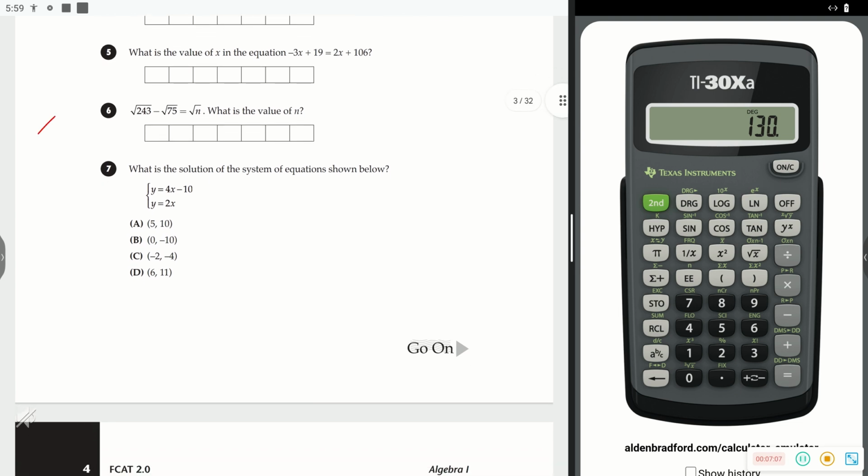Number 5, it says, what is the value of x in this equation? This one should be real easy. All we have to do is solve for x. So the first thing we're going to want to do is get the x's on one side. I'm going to bring all the x's to this side. So I'm going to subtract 2x from both sides. And then I'm going to bring the 19 over to this side by subtracting 19 from both sides. So minus 3x minus 2x is minus 5x. And then we have 106 minus 19.